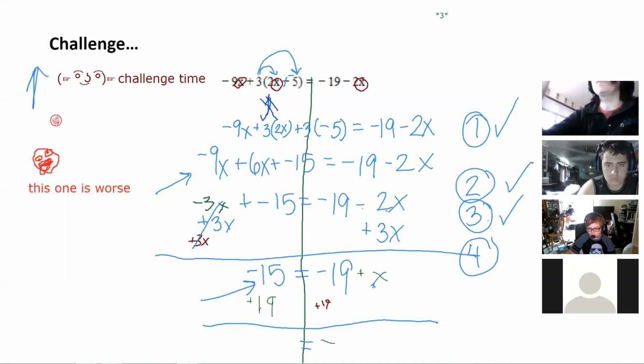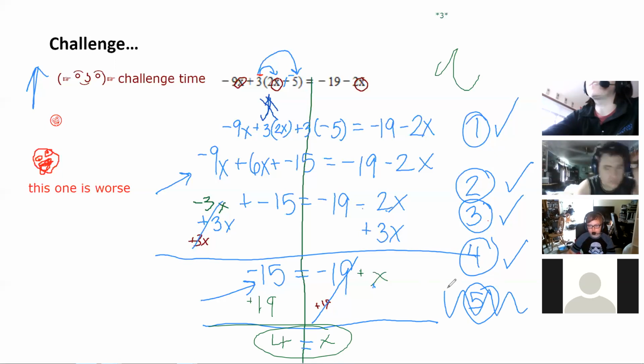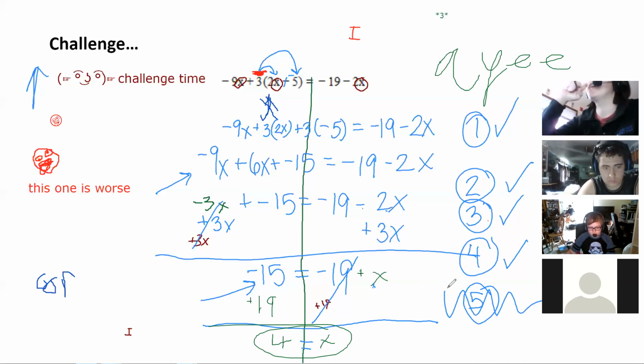So once you add 19 to each side, what do you get then? This is going to cancel. We're left with x equals what's negative 15 plus 19? 4. Good. Good stuff. And we don't have a coefficient to get rid of here, so we don't need to do this step. Yeah, that's very good. Any questions on that?